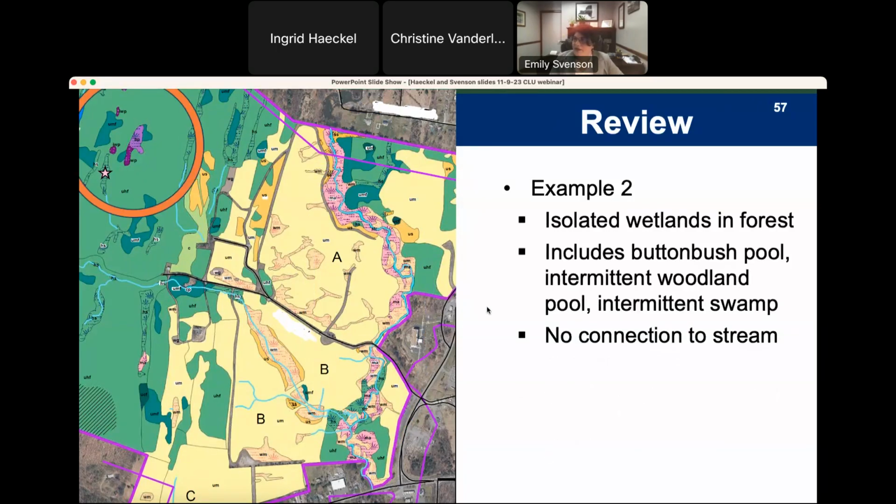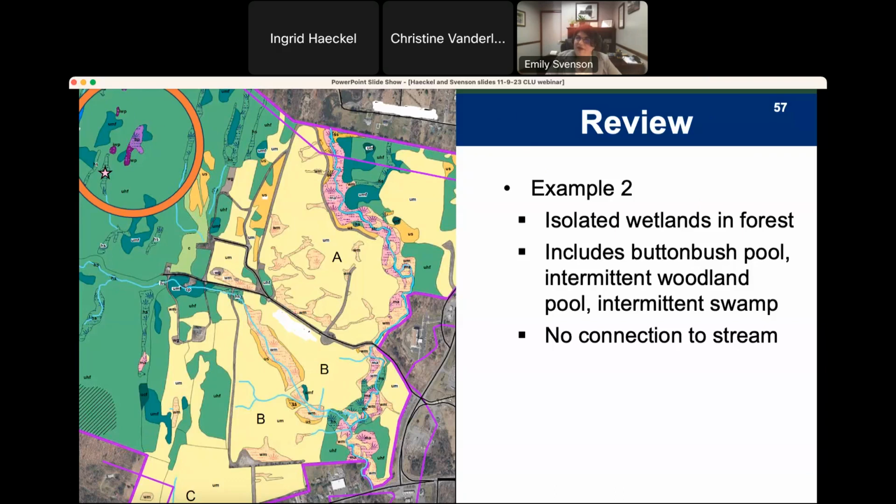Next example is some isolated wetlands that are in the forested part of the site. They include buttonbush pools, intermittent woodland pools, and intermittent swamps, but they have no connection to any stream. So would those wetlands be regulated by New York State under the current regulations? Right. The answer is no, they're not regulated right now by New York State because they're not on a state wetlands map and they're smaller than 12.4 acres.